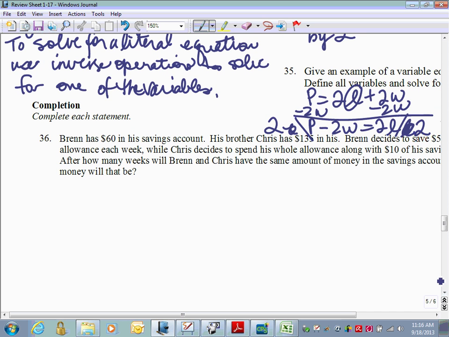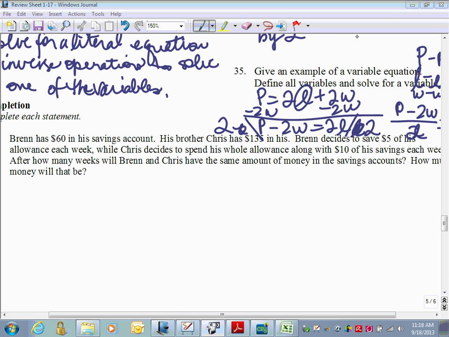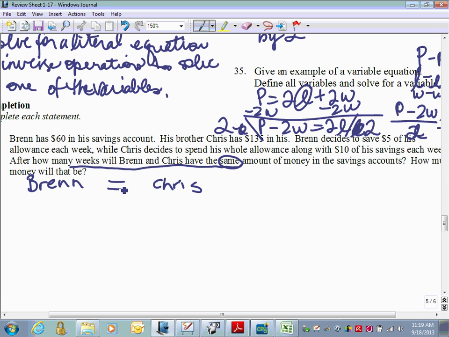36, he has $60 in his savings account. Okay, so I'm going to start with Bryn on the left and the brother Chris on the right. We're wanting to know after how many weeks will they have the same amount. So we're going to try to find when Bryn will equal Chris. Bryn is starting with 60. Chris is starting with 135.